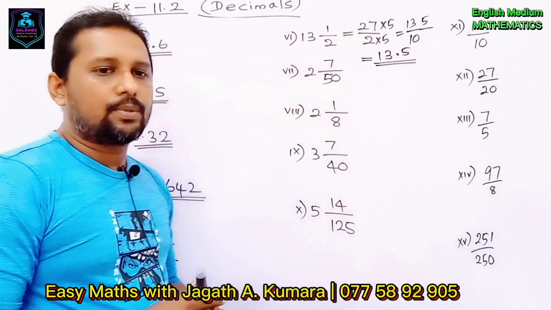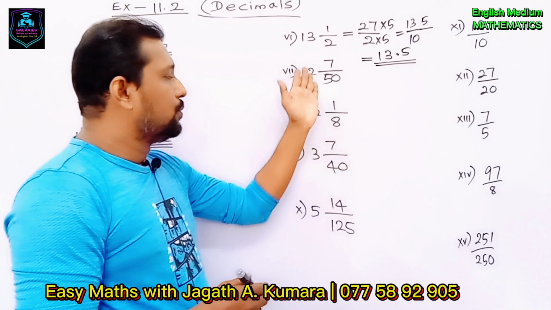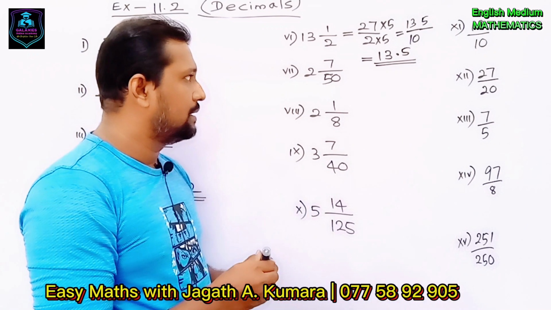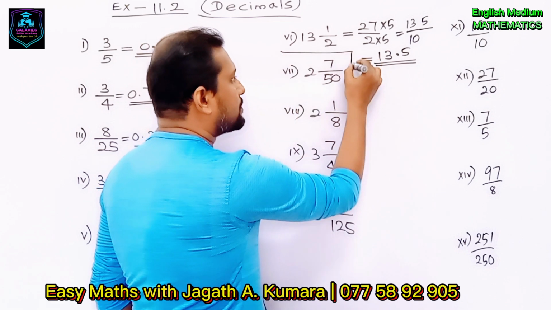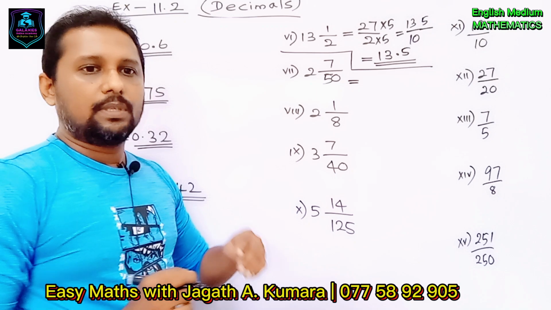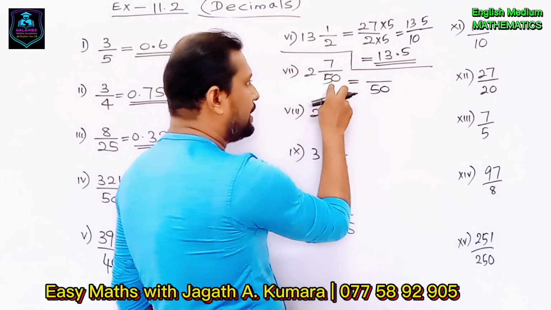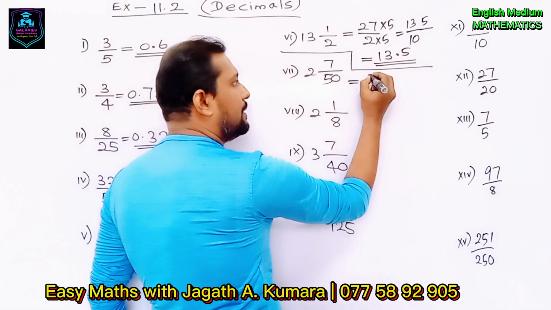Then let's go to the next one. The next one given is 2 and 7/50. Also, first I will convert this into an improper fraction. The denominator should be 50. 50 times 2, 100, plus 7, 107.